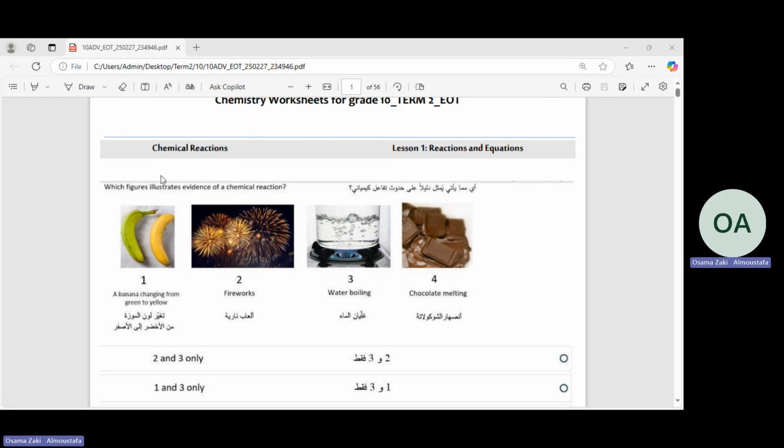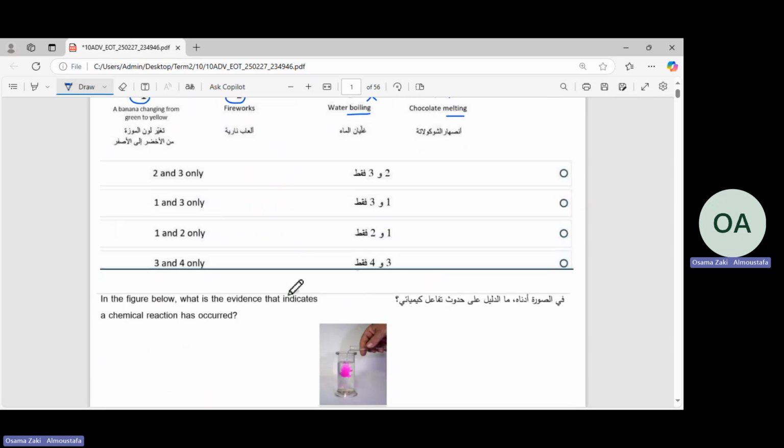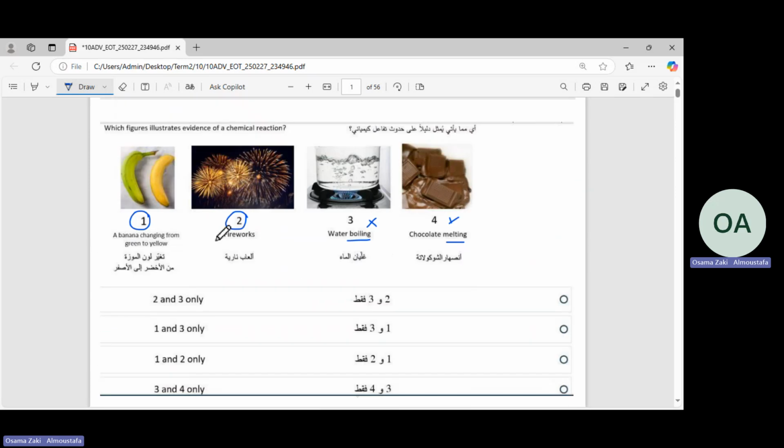So the first one here: which figures illustrate the evidence of a chemical reaction? As we see here, we have a change in color, so this is the first one. Here we have light and heat, a change in temperature, so this is the second one. Here we have boiling and melting. Both of them are not chemical changes, they are physical changes. So we choose 1 and 2 only.